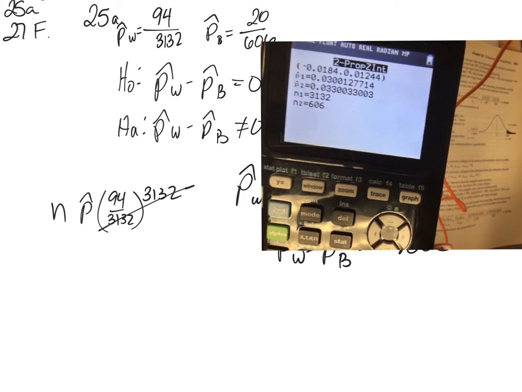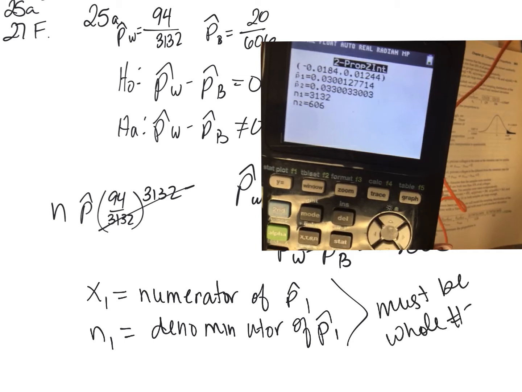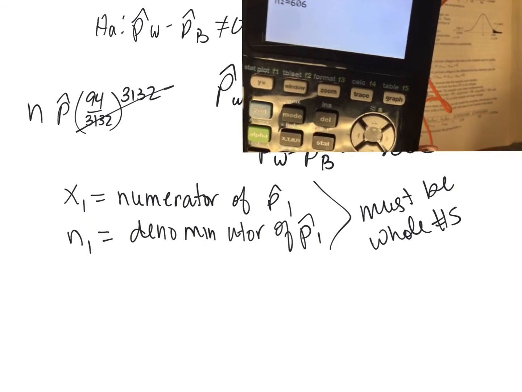this was my interval. x1 is our numerator of p hat 1, and n1 is the denominator of p hat 1. They must be whole numbers. And then x2 and n2 are the numerator and denominator of the second proportion. Always need to put those in as whole numbers.